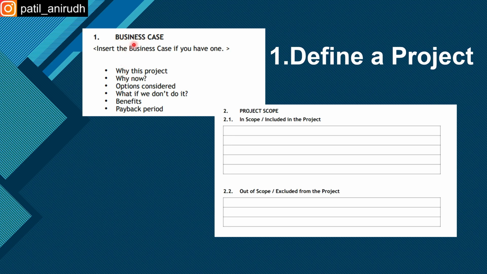Okay, so first is the business case. So like why this project, why I want to achieve this project and why now. Then options considered. Okay, there are various factors you need to consider before starting the project, right? Next is project scope. So in scope is basically what you want to include in the project. Okay, and out of scope is what you want to exclude from the project at the particular moment.